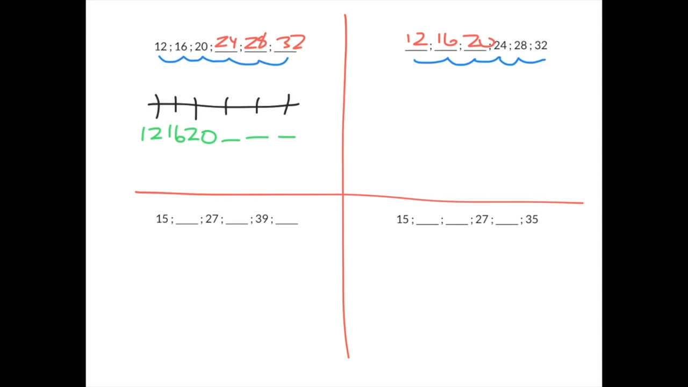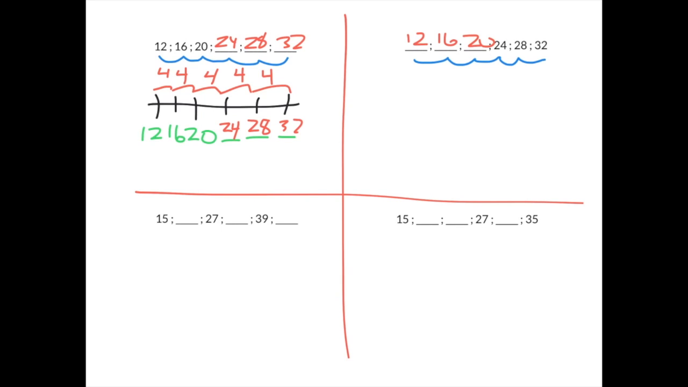And this just kind of helps them really visualize that the skip jump or the space between each number, or the difference between each number, should always be the same. So in this case, because the difference between 12 and 16 is 4, and the difference between 16 and 20 is 4, well, the difference between all of the other numbers has to be 4 as well.